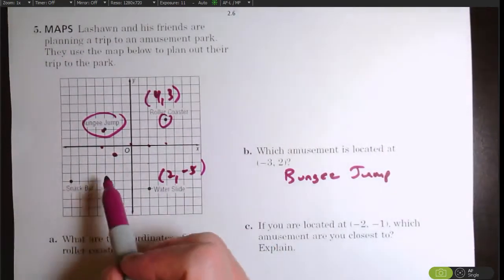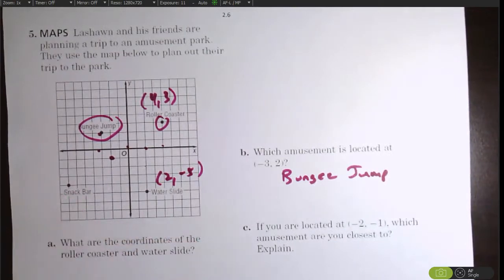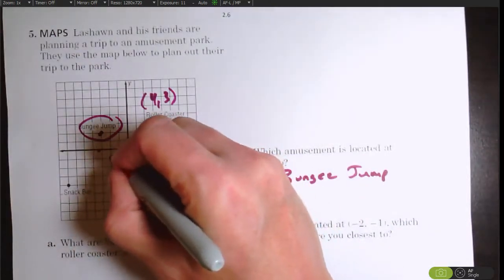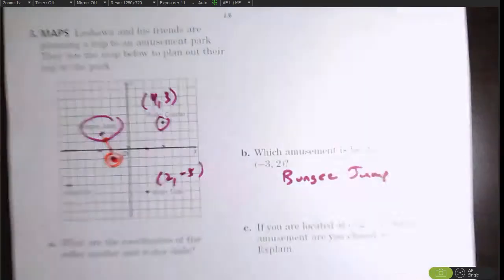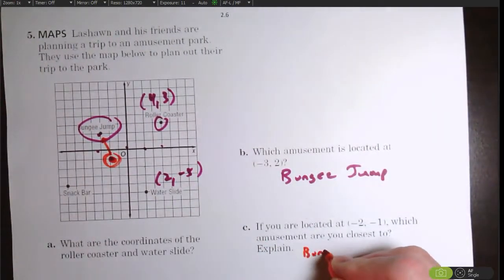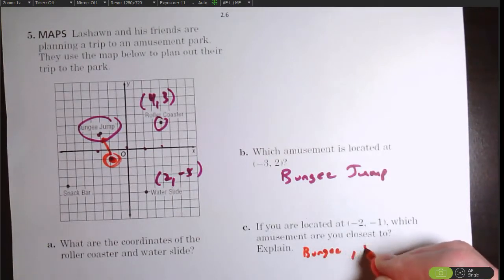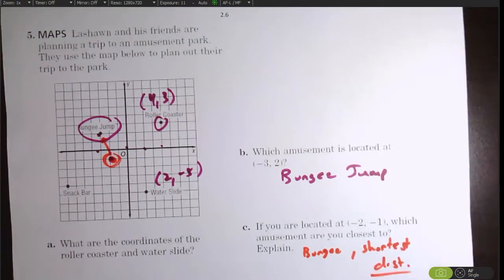This is kind of tricky because you might think, oh, the snack bar, because the snack bar is just in the same left-hand corner here. But, let me color this in a different color. Here is where -2, -1 is. It's right here. The closest one is really the bungee jump. Not in the same quadrant, but it's the closest one. Shortest distance to get there.